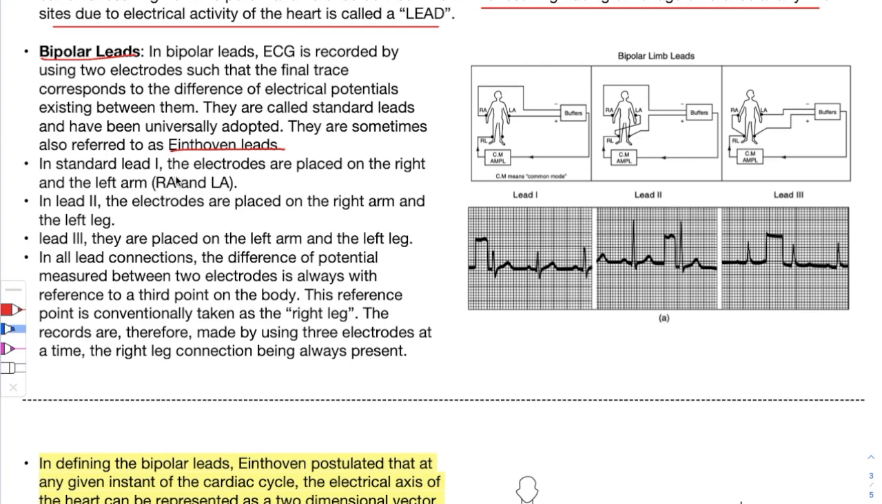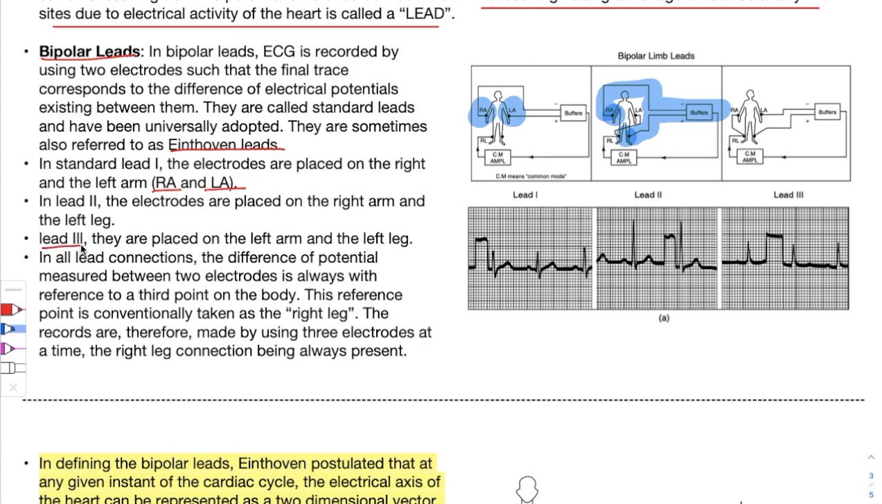In standard lead 1, the electrodes are placed on the right and the left arm, that is RA and LA. And in lead 2, the electrodes are placed on the right arm and the left leg. So this is lead 1: the right arm and the left arm. As you can see, it is lead 1. And then in lead 2, the electrodes are placed on the right arm and the left leg. This one.